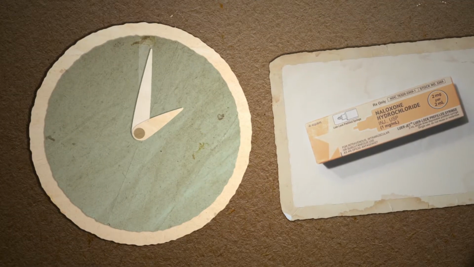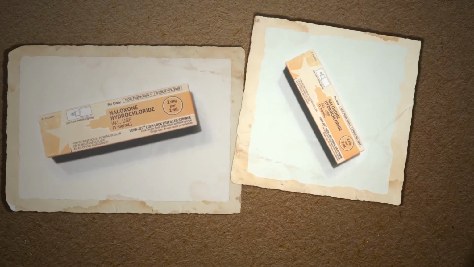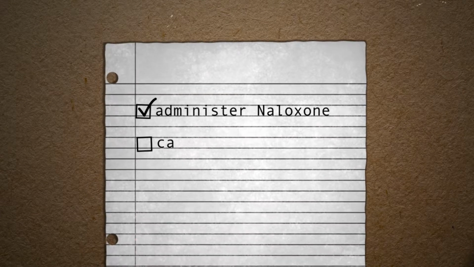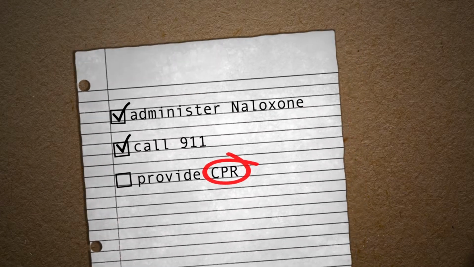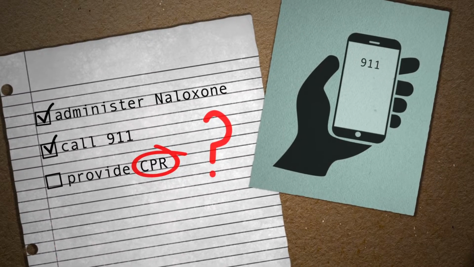If the person does not respond in 2 to 3 minutes, you should give them a second dose if you have one available. Once you've administered naloxone and called 911, you can consider providing CPR or rescue breathing. If you're unfamiliar with these skills, the 911 operator should be able to instruct you.